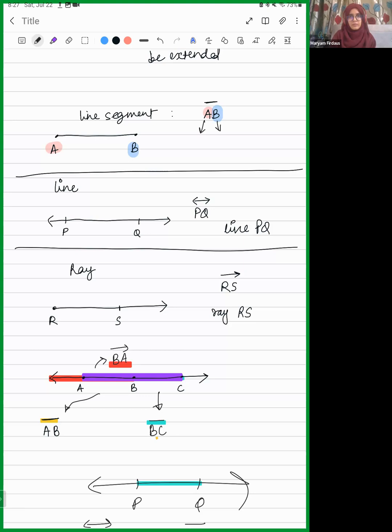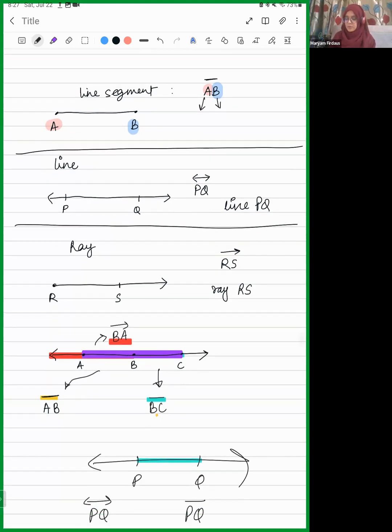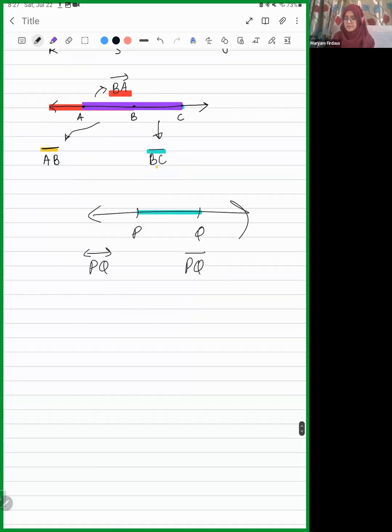I was saying that while taking a line segment, we should take the starting and the ending point. Yes, starting and ending point. So what will be the name of this particular line segment? It will be line segment AC. Very good. It will be line segment AC.